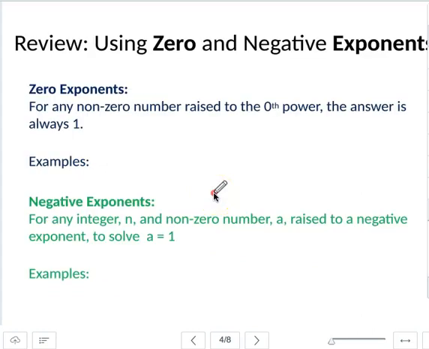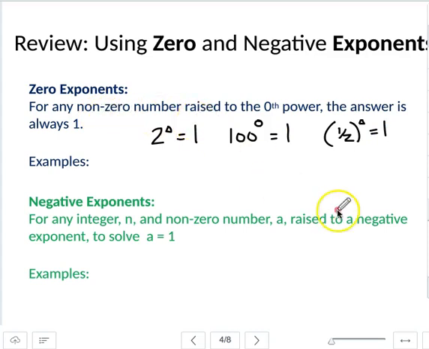All right, so quick review before we jump into graphing exponential functions. 0 exponents. For any non-zero number raised to the 0th power, the answer will always be 1. So if you have 2 to the 0th power, that's equal to 1. If you have 100 raised to the 0th power, it's also 1. If you have 1/2 raised to the 0th power, guess what the answer is? It is 1. So any number raised to the 0th power will always be equal to 1.